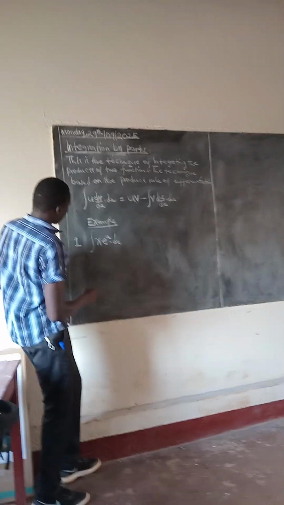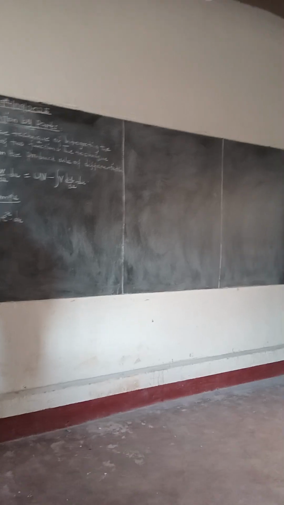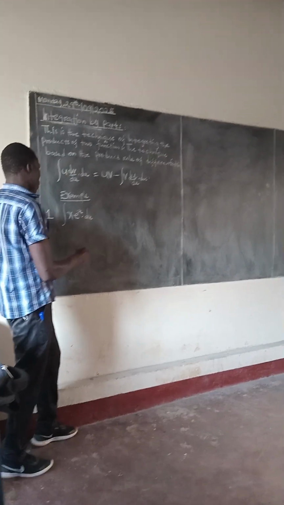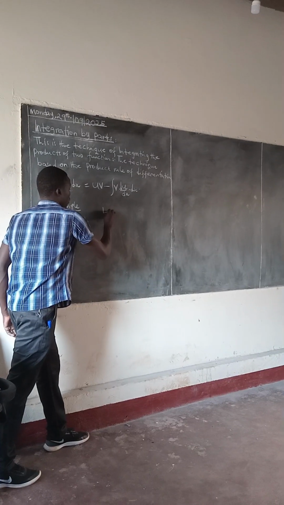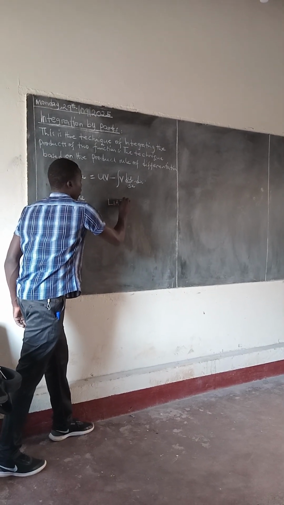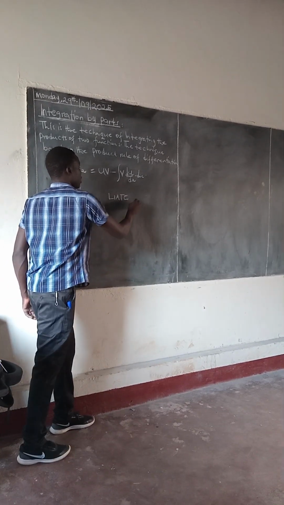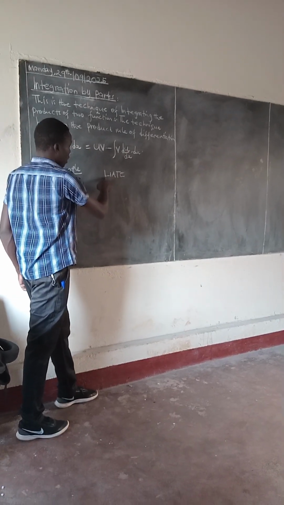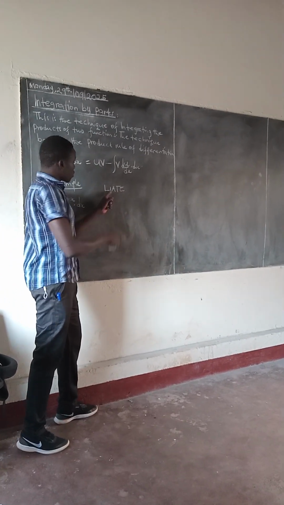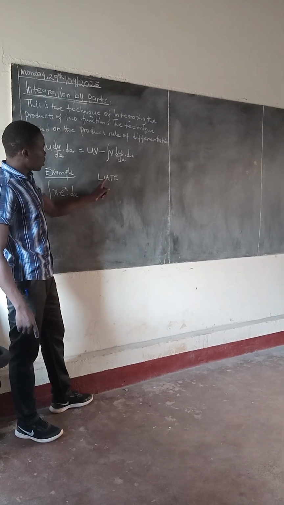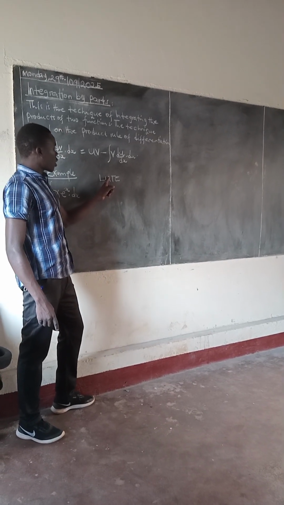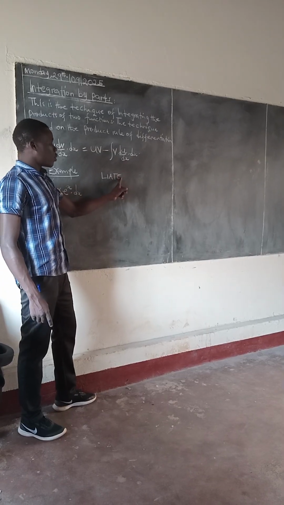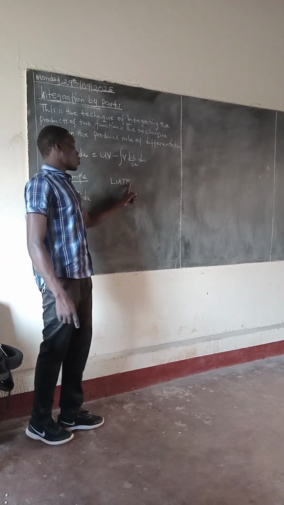When you're integrating the product of two functions, we are going to follow the LIATE rule. The LIATE rule says: L is the logarithmic function, I is the inverse function, A is the algebraic function, T is the trigonometric function, and E is the exponential function.